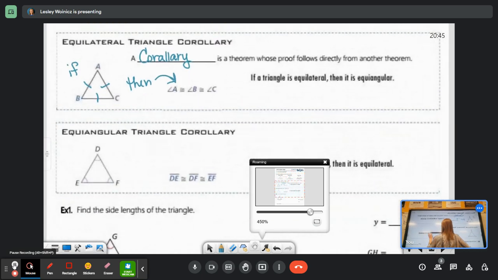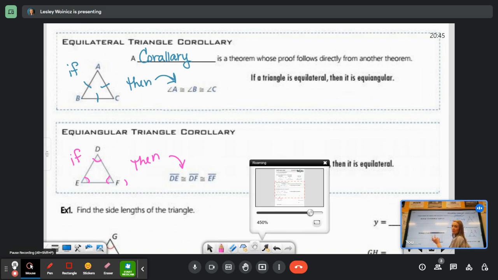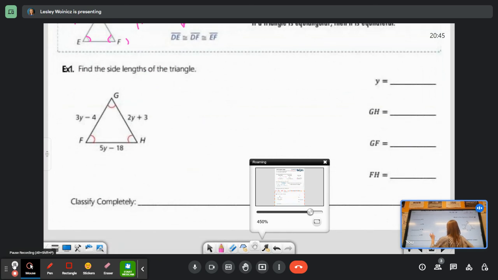Here is the equiangular triangle corollary. If we know that a triangle is equiangular, then we can say that the sides are all congruent. That it's equilateral, then the sides are congruent. All right, let's practice.